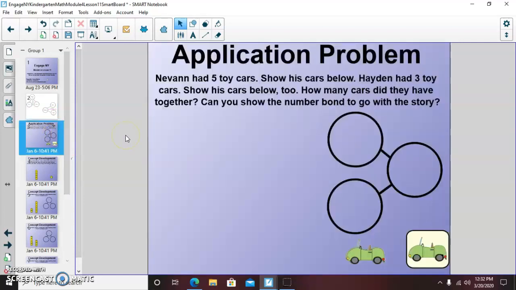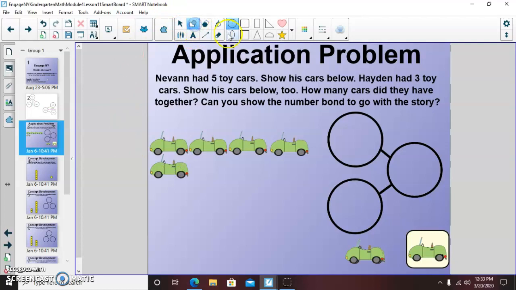Okay, our first problem says Navan has 5 toy cars. So let's make sure Navan has his 5 toy cars. 1, 2, 3, 4, 5. Now I'm going to put a little box around Navan's cars so we know that they're all his. Can you please pause me and draw 5 cars on your paper?